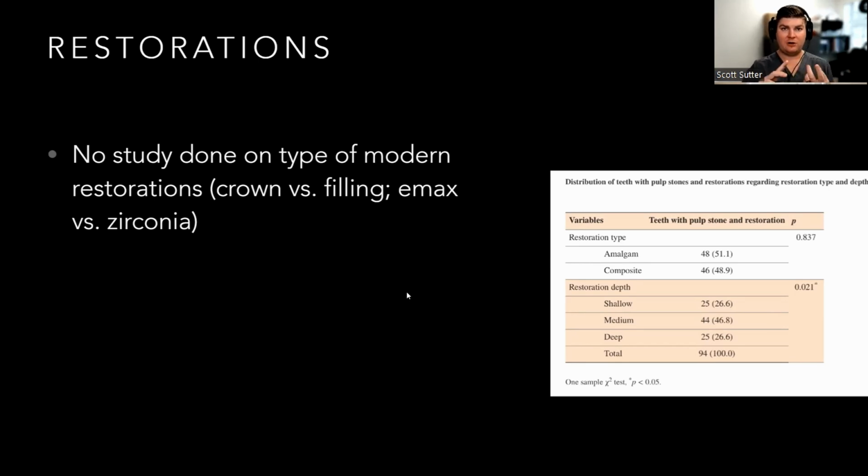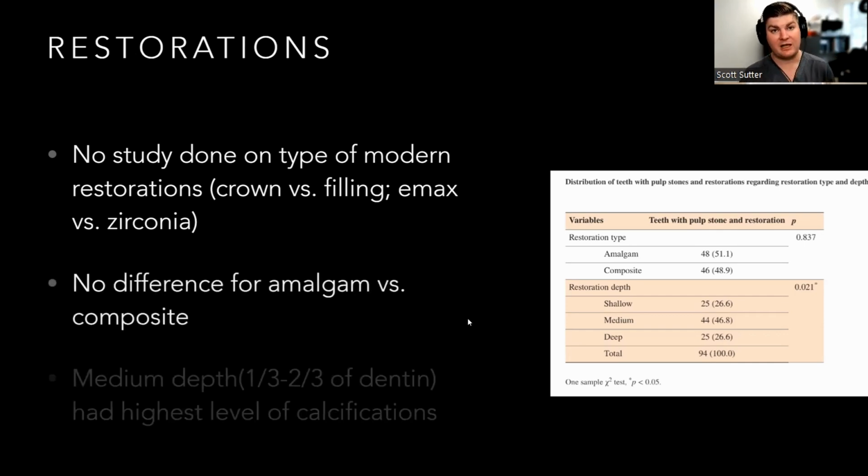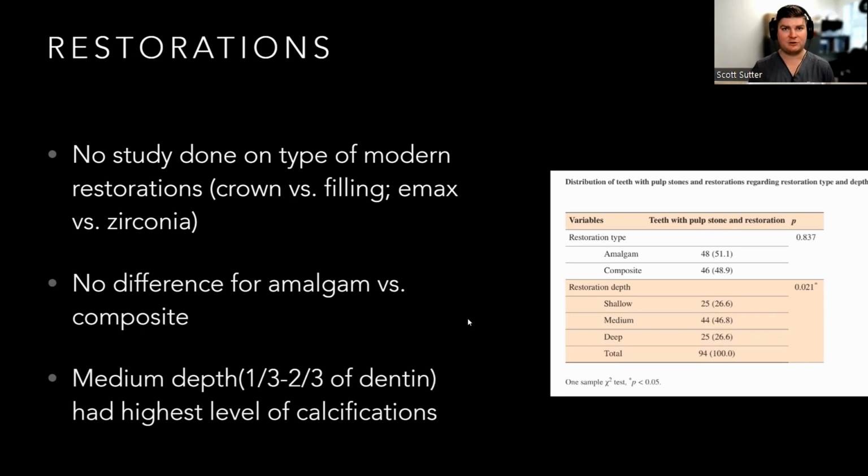So doing a crown versus an inlay versus an onlay versus an injection molded composite, because we've had a lot of advancements in restorations, and there hasn't been anything on using lithium disilicate versus zirconia versus PFMs, golds, the older style crowns. There has, however, been stuff on amalgam and composite. I'm happy to say there's no difference between the two of them.